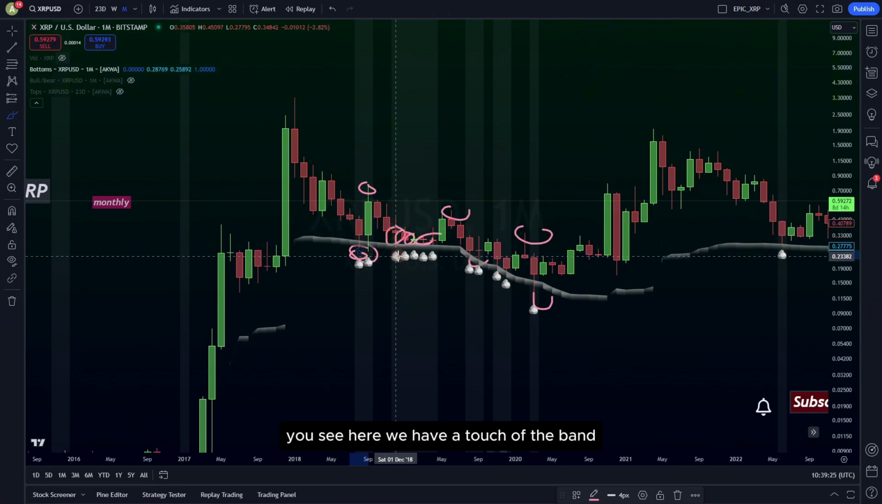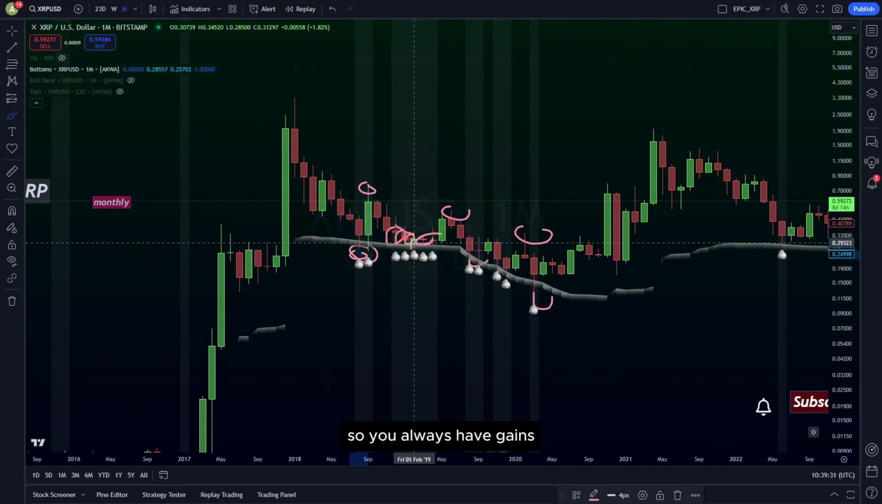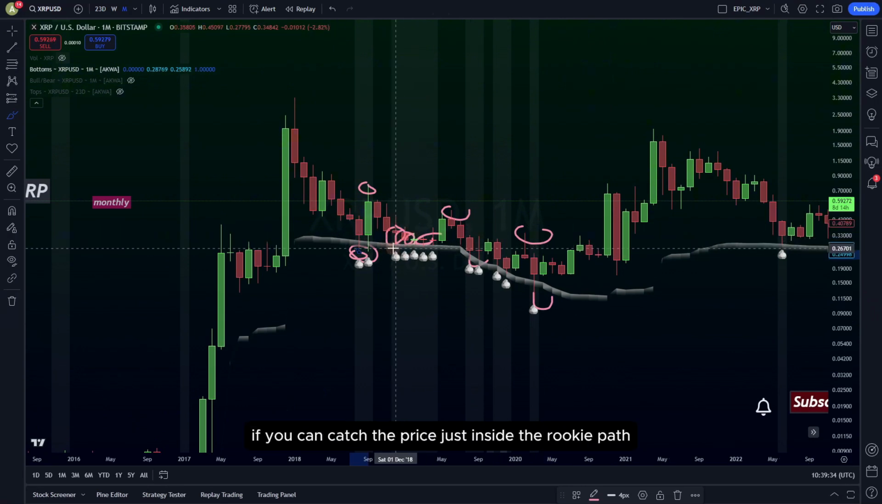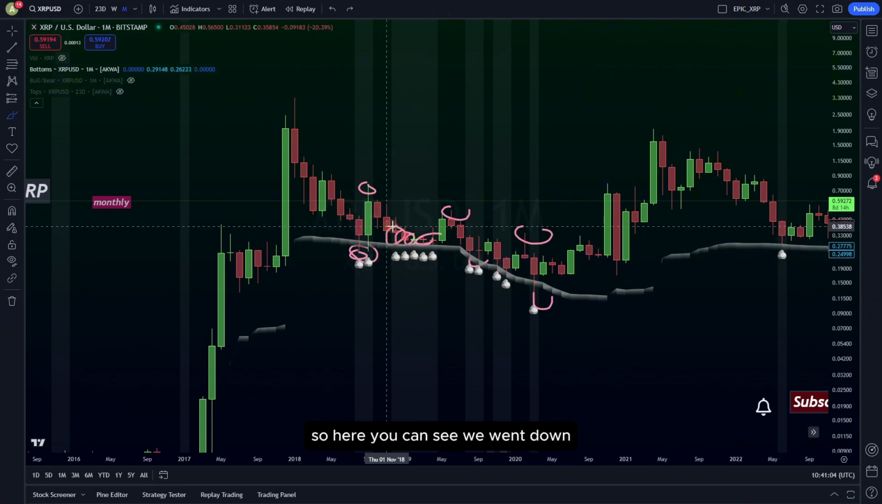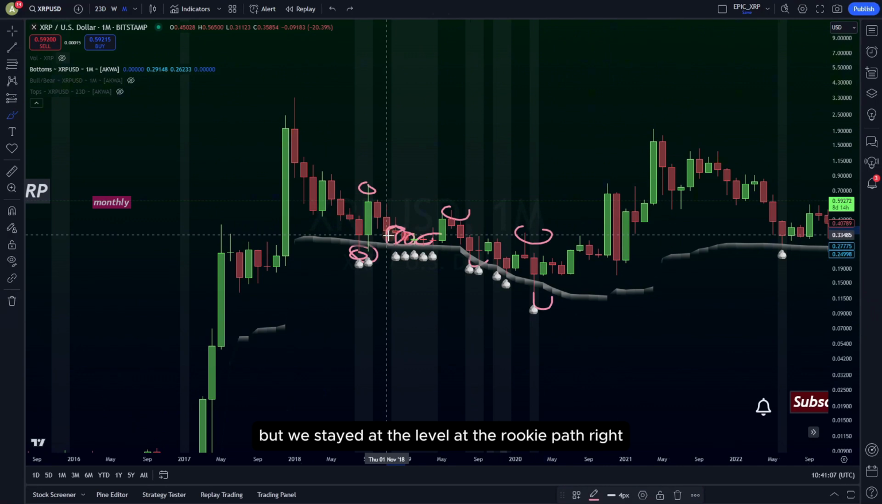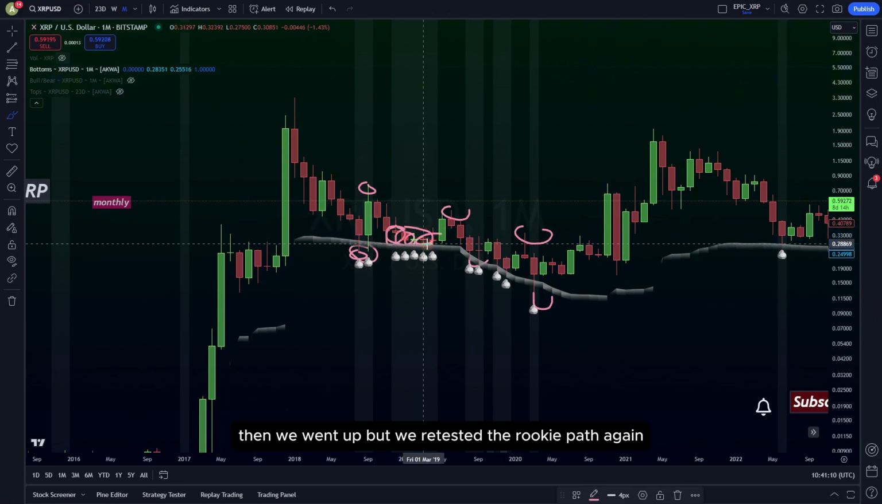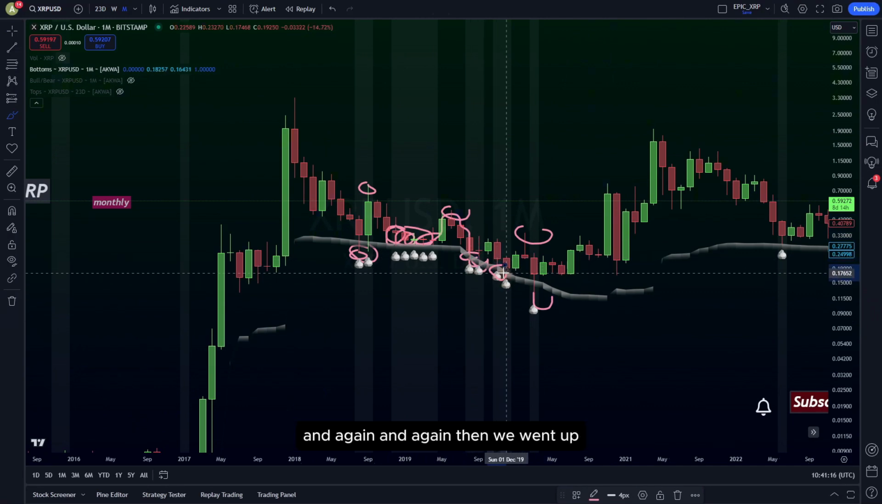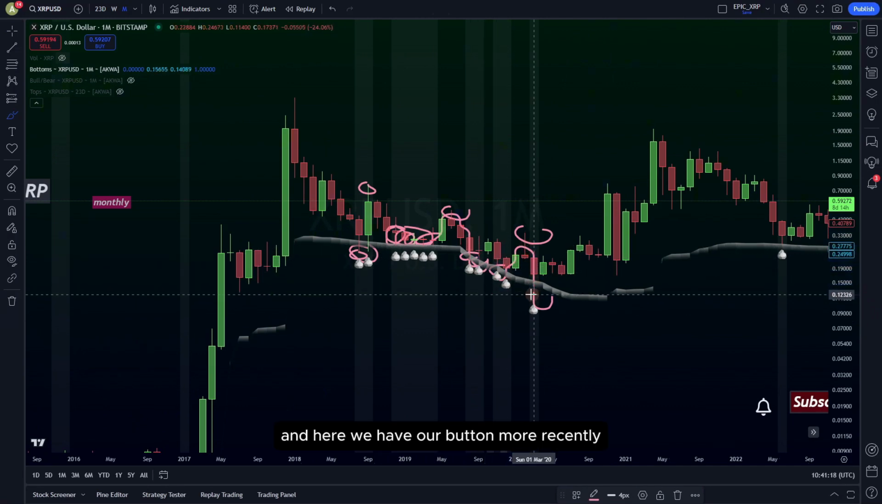You see, here we have a touch of the band and we have a close a bit above it. So you always have gains if you can catch the price just inside the rocky path, or below it, it's even better. So here you can see we went down, but we stayed at the level of the rocky path, right? Then we went up, but we retested the rocky path again and again and again. Then we went up, and here we have our bottom.